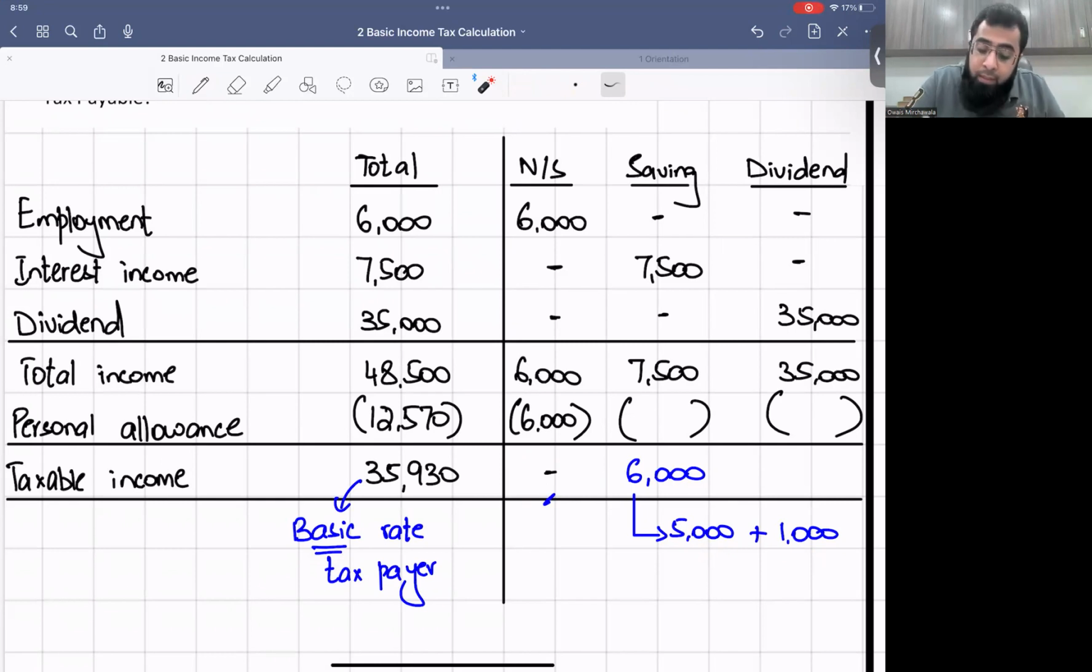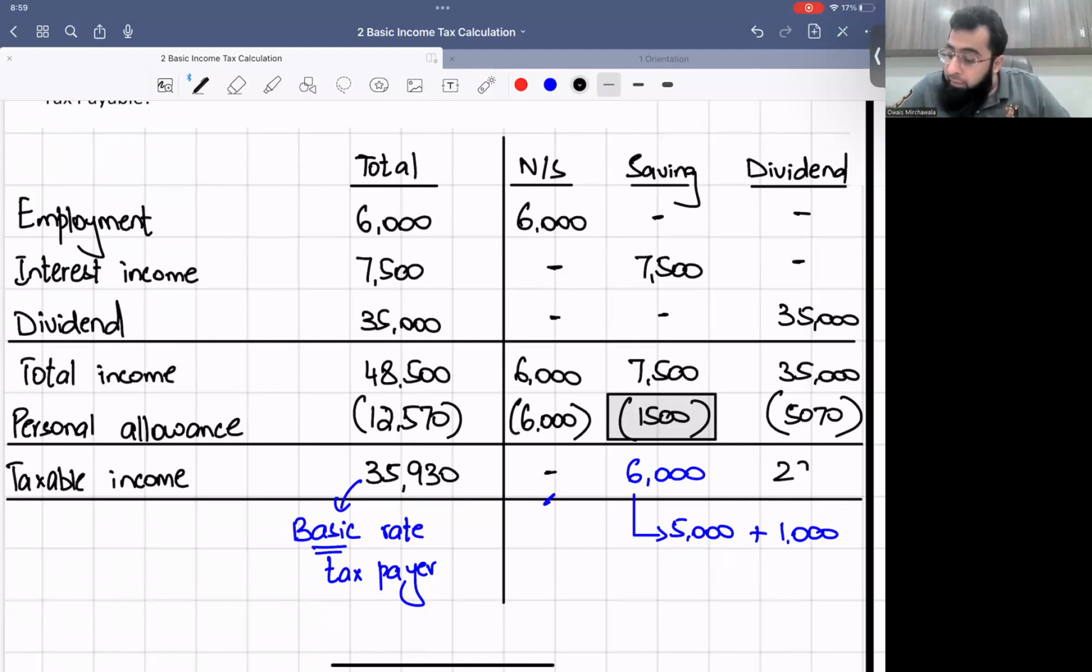So what I will do is that I will only adjust personal allowance of 1,500 here. The balancing figure. 7,500 is my saving income. 6,000 will be taxed at 0%. So I will only adjust 1,500 of my allowance here. Why? Use your mind. If anything is already at 0%, why hit personal allowance against it? Okay? What is your remaining personal allowance? 12,570 minus 6,000 minus 1,500. Remaining personal allowance of 5,070 will be used against dividend income.